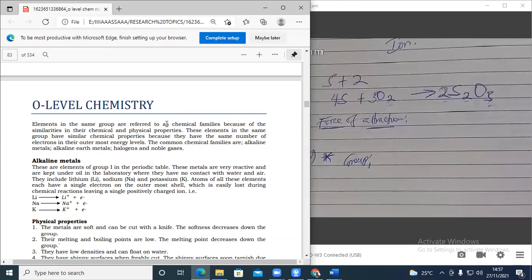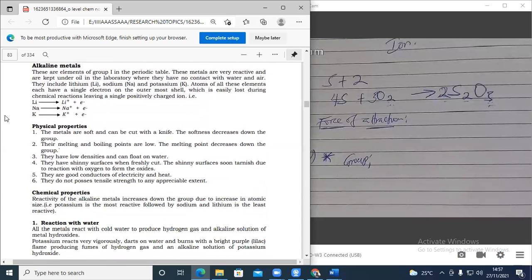Elements in the same group are referred to as chemical families because of the similarities in their chemical and physical properties. These elements in the same group have similar chemical properties because they have the same number of electrons on the outermost energy level. The common families are alkaline metals, alkaline earth metals, halogens, and noble gases.